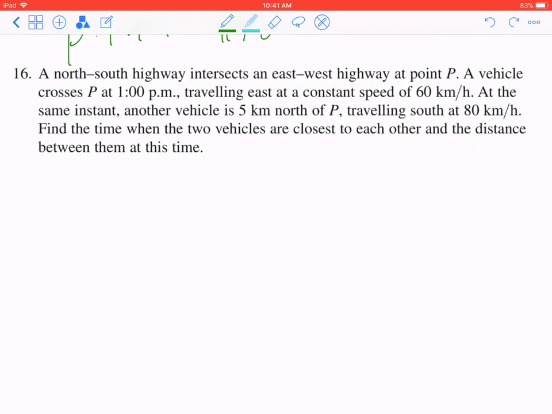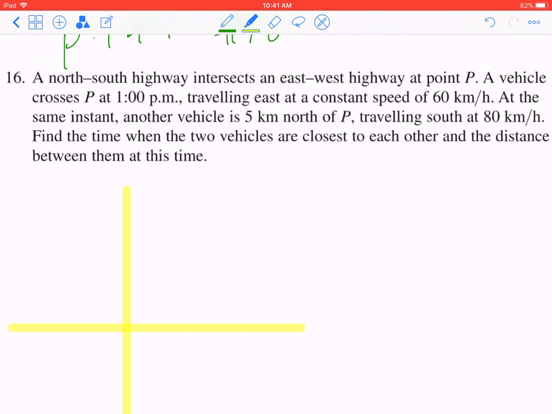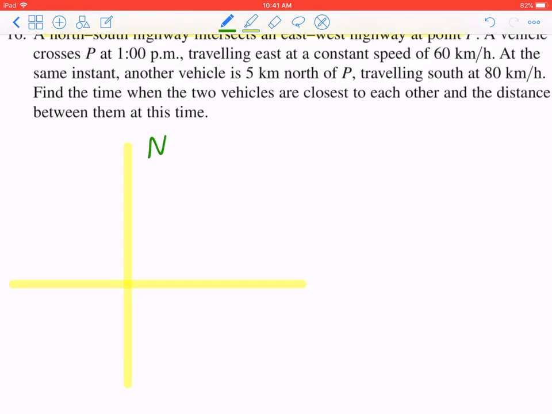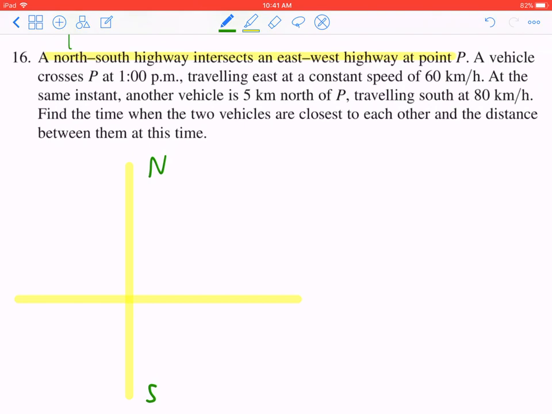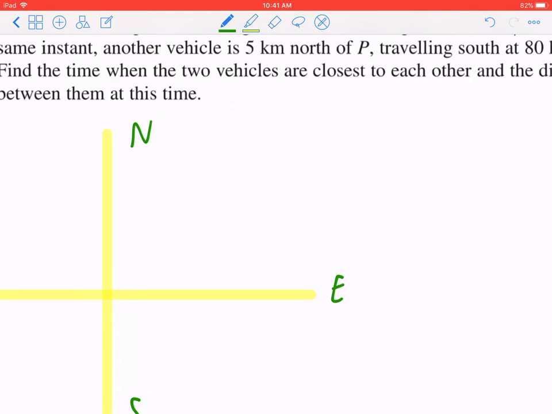Step 1. Draw a diagram. If you go back to the first sentence, it says a north-south highway, so this is north, this is south, intersects with the east-west highway at point P. So east and west, and there's a point P.